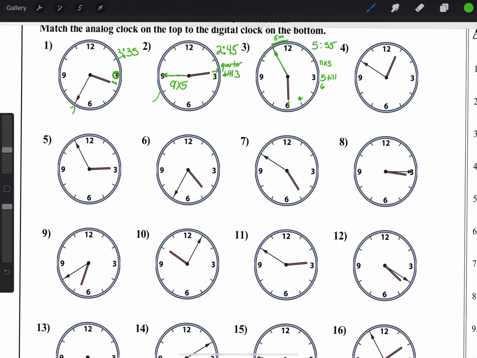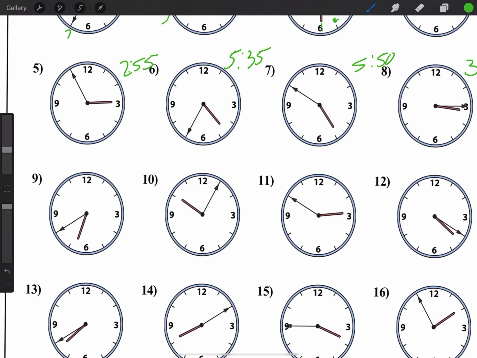Let's go with our number 4. Number 4 is going to be 12:50, because we're not quite at the 1 yet. Here's going to be 2:55. For number 6, we have, let's see, it's going to be 5:35. 7, we're at 5:50. 8, we're at 3:15. 9, we are at 6:40.